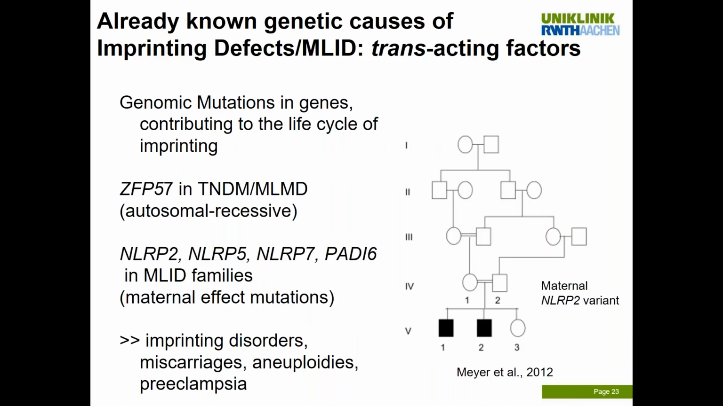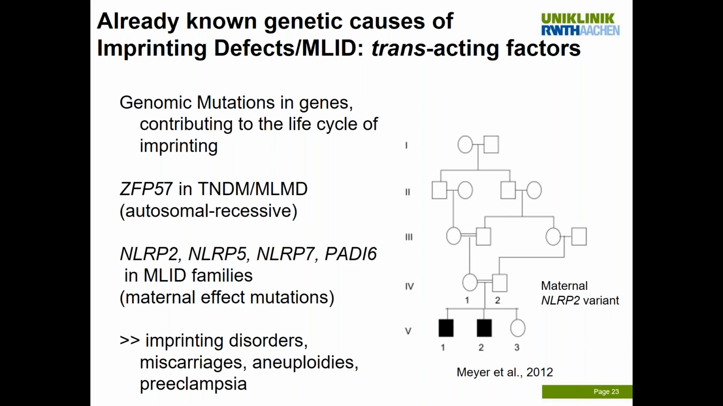Examples are shown here. The number of examples is meanwhile growing in the literature, but some classical findings are shown here. We meanwhile know that ZFP57 mutations cause TNDM. It's also a factor involved in the maintenance of methylation, and mutations in that gene cause transient neonatal diabetes mellitus and MLID. Deborah Mackay and Karen Temple and their group have already shown that several years ago.